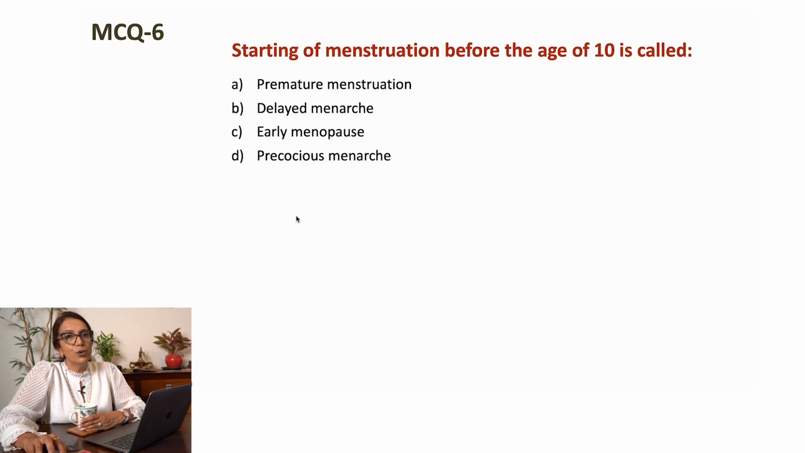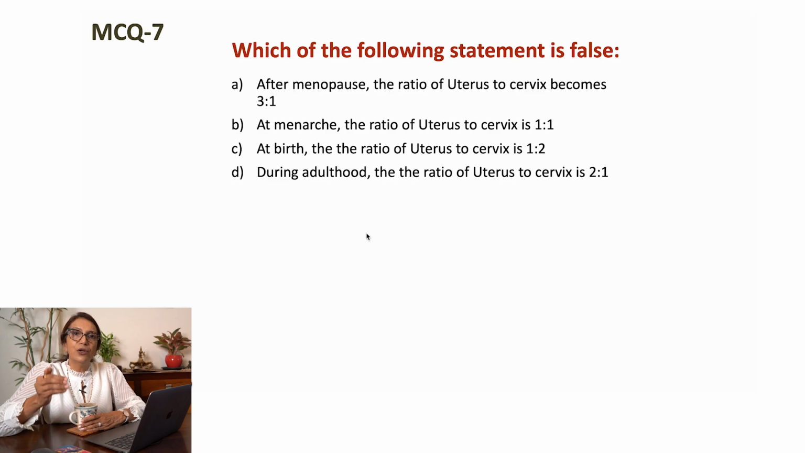Precocious is often a word used for early. So, I think D is the answer. Yes, D is the answer. Precocious menarche. So, we are slowly getting into the subject. Let's go to the next MCQ.